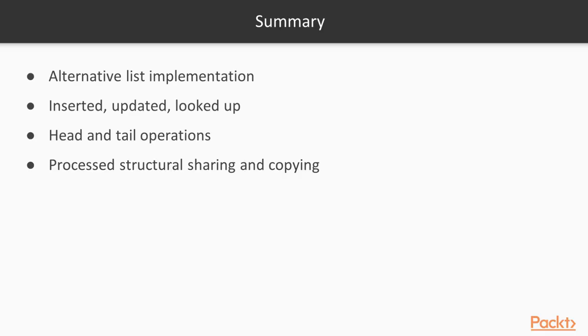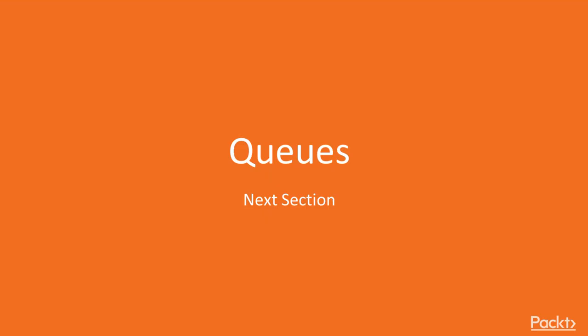In this section, we looked at an alternative list implementation, a list allowing fast random element access. We saw how all the operations such as insertion, update, lookup, head and tail perform at big O of log n. We saw how the process of structural sharing and copying just enough helps with the implementation. Hopefully this has made you hungrier for more functional data structures and algorithms. So let's look at some more exciting algorithms. Stay tuned. In the next section, we'll explore queues.